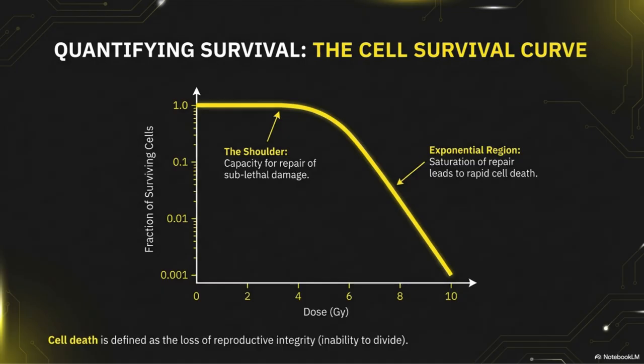This curve explains why low doses may be repaired while higher doses cause cell death. The shoulder region represents sublethal damage repair. Once repair capacity is exceeded, cell survival falls rapidly. Cell death here means loss of reproductive ability, not immediate destruction.